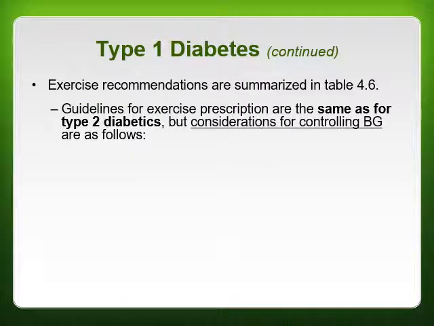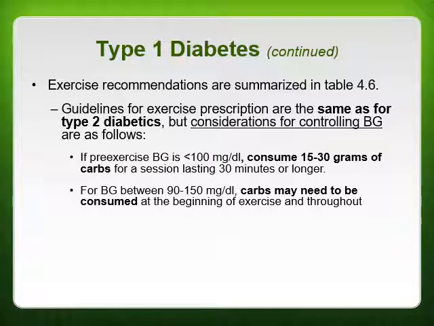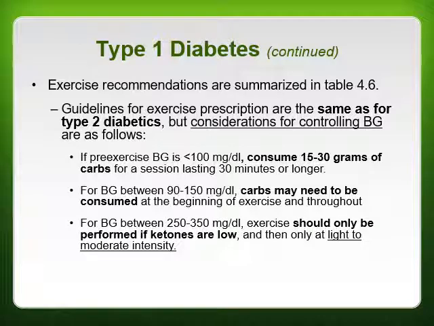Table 4.6 will give you the exercise recommendations. They are largely the same as for the type 2 diabetics that we talked about, but considerations for controlling blood glucose are, again, that closer monitoring of it. For type 1, they definitely want to monitor it. Get that little snack, 15 to 30 grams of carbs for sessions that are going to last 30 minutes or longer if their starting blood glucose level is under 100. If it's between 90 and 150, carbs might be needed to be consumed at the beginning of exercise and throughout, depending on how long the bouts are going to be.